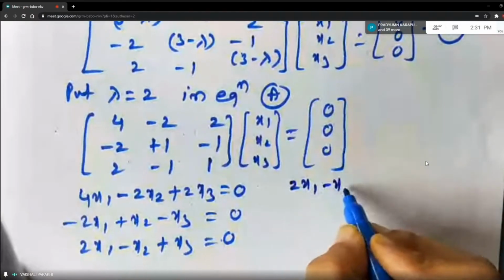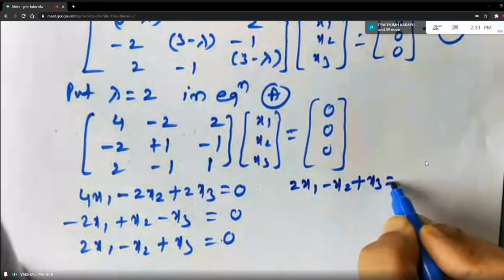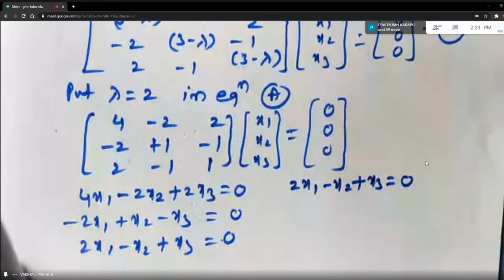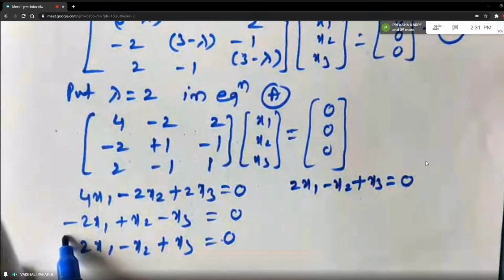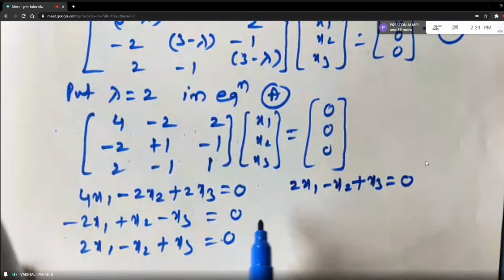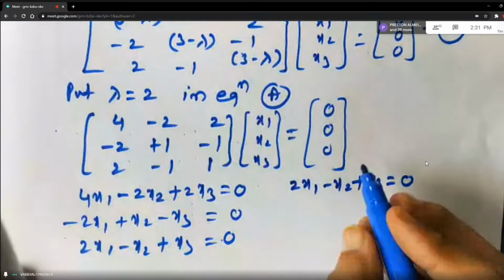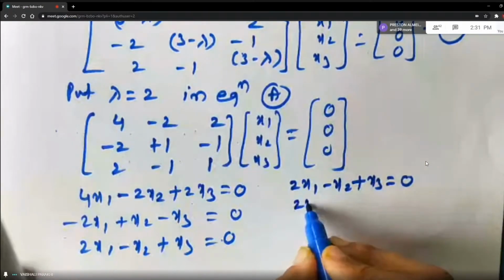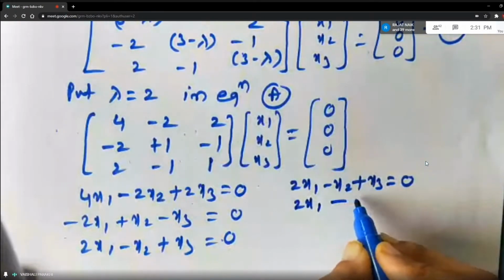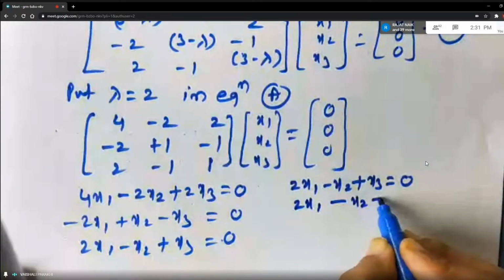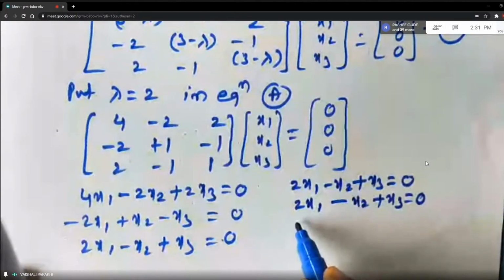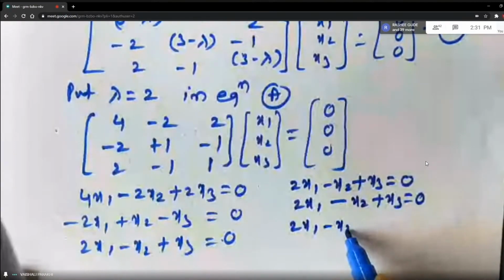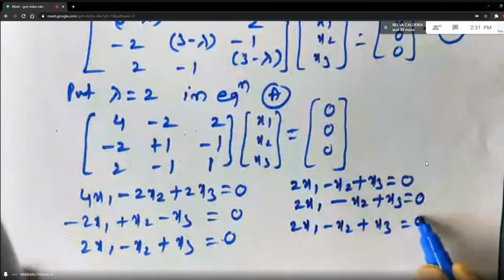2x1 minus x2 plus x3 is equal to 0 by 2, which is 0. Second equation, I will divide the whole equation by minus 1, or multiply the whole equation by minus 1. So minus will become plus, plus will become minus, and minus will become plus. Third equation, nothing is common and the first term is already positive. So we are not going to touch the third equation.